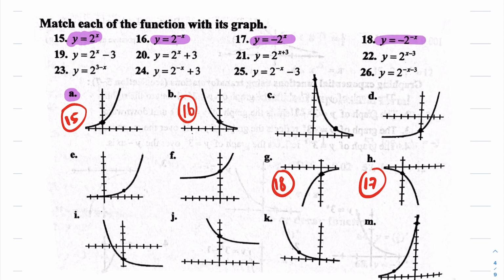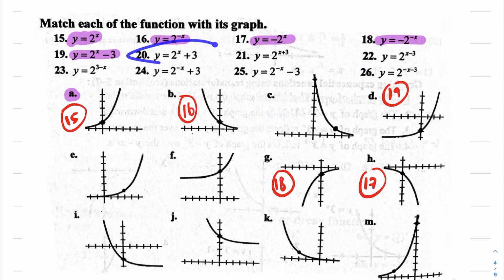Continuing on, now we have our exponential growth function shifted down 3 units. So I'm looking for a growth function that has a horizontal asymptote at negative 3, something with a horizontal asymptote below the x-axis. That's either going to be D, H, which is already taken, or I. Because this is a growth function, this is the only growth function that has a horizontal asymptote at negative 3. So the answer for 19 is that it will match with D.